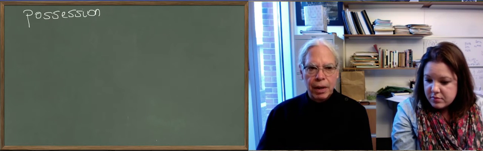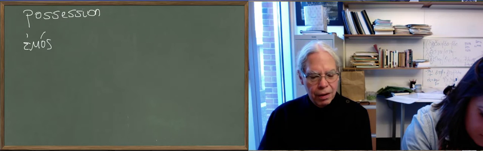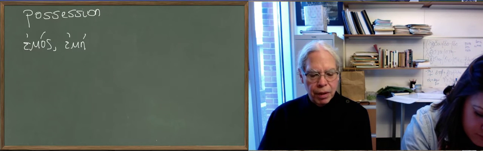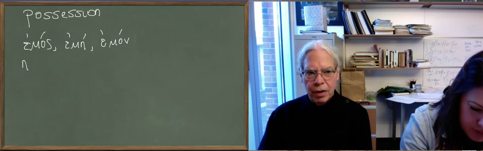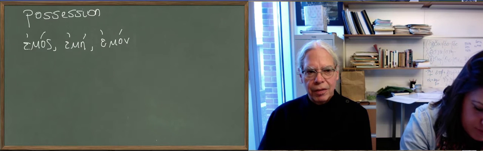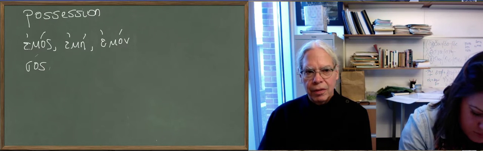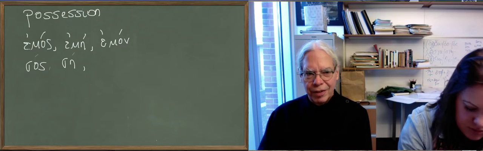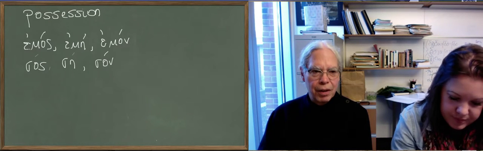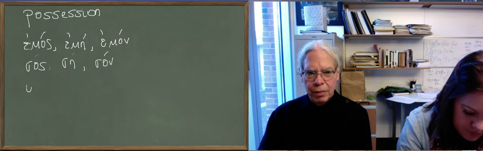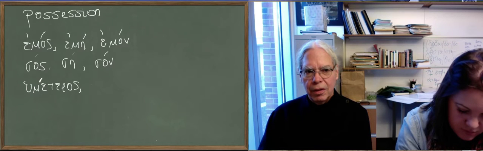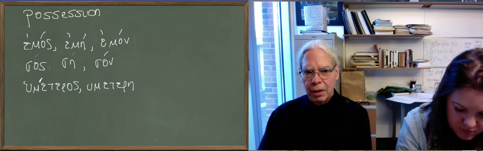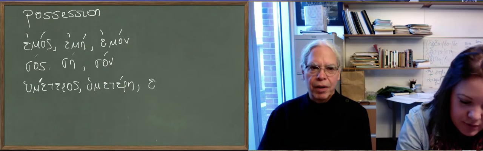There's emos, eme, emon. You want to write these down? Emos, eme, emon. Sos, se, son. Hemeteros, hemetera, hemeteron, and sos, se, son. And then humeteros, humetera, humeteron, and hemeteros, hemetera. It's going to be an alpha.